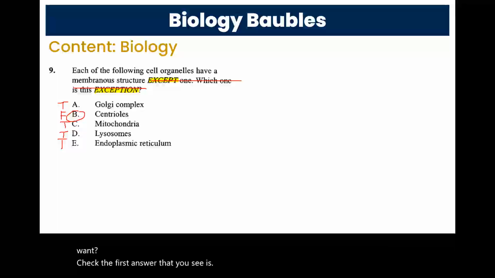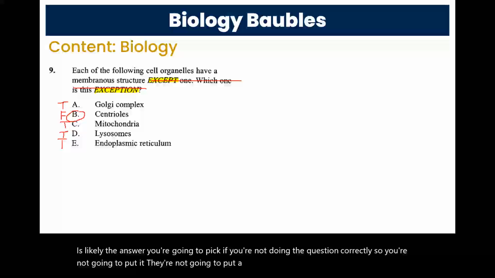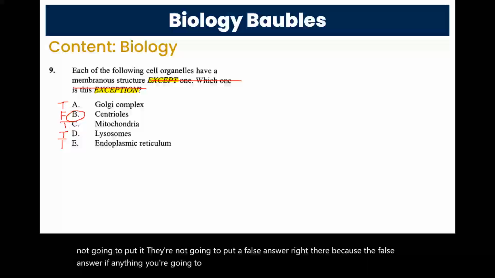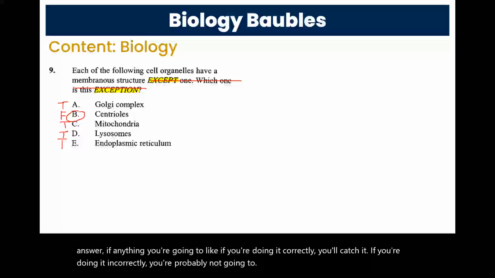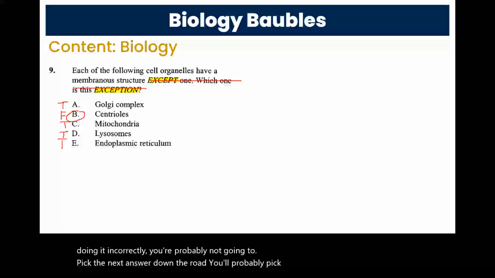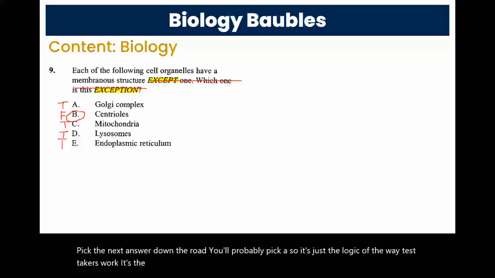And so A, if it's true, is likely the answer you're going to pick if you're not doing the question correctly. So they're not going to put a false answer right there, because if you're doing it correctly, you'll catch it. If you're doing it incorrectly, you're probably not going to pick the next answer down the road. You'll probably pick A. So it's just the logic of the way test takers work. It's the trap. So the correct answer is probably not A for these. Not saying it never is, but it's probably not A.